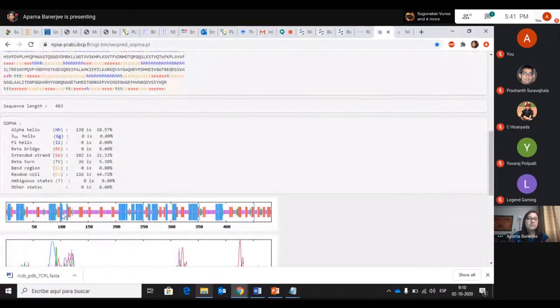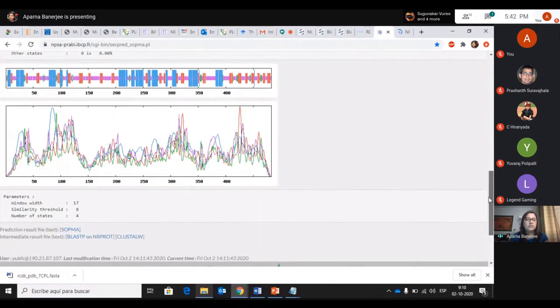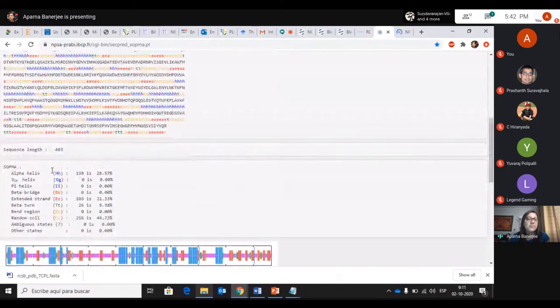And here is the blue part, the green part. Let's start with the blue part. The blue part is the alpha helices. And then there are some beta bridges and some extended strand. And then again, there are some alpha helix. And look how we can distinguish which comes after which one, and we can get to know what type of structure is present over there. And we can also see the statistics of what is present there.